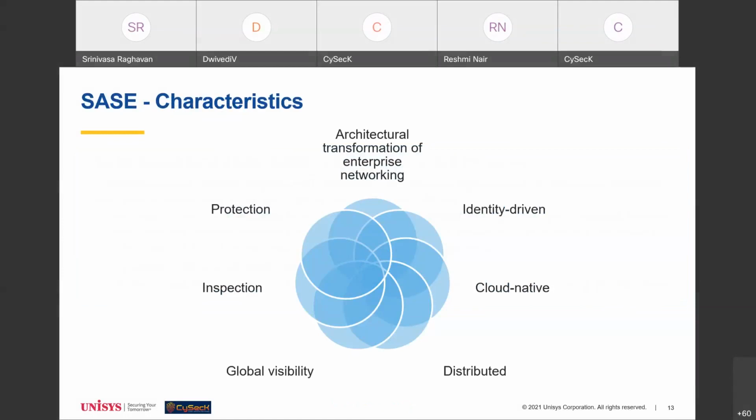So what are some of the characteristics? These are the various attributes. Basically SASE is some kind of an architectural transformation, and it's identity driven, like I said earlier. And then you have cloud nativeness because it's a cloud native service and it's globally distributed, and you have global visibility. This is what I mentioned about the single pane of glass, and you have inspection and protection. As part of the SASE service itself, you're going to bring in all these protection and inspection mechanisms, and it is offered as a service. And these are some of the characteristics that SASE brings in.